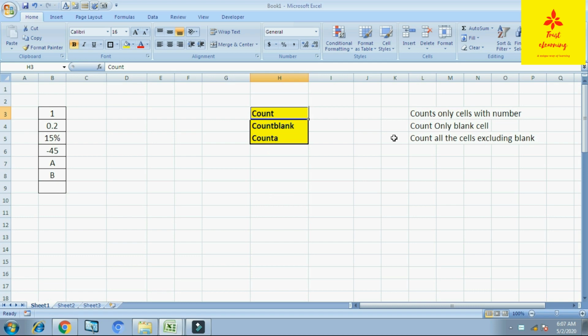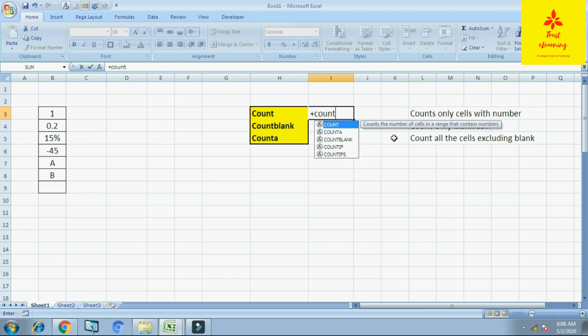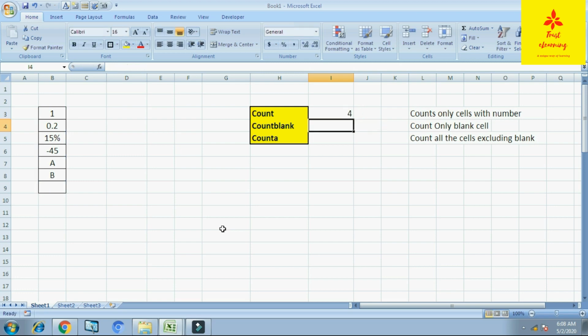Okay, the COUNT function. What does the COUNT function do? It counts only those cells which are occupied with numbers. Let's see how. I'm giving a range from P3 to P9. Selecting these cells, let's see how many numbers are there in these cells. It gives me an answer of 4. So is it correct? Let's see.